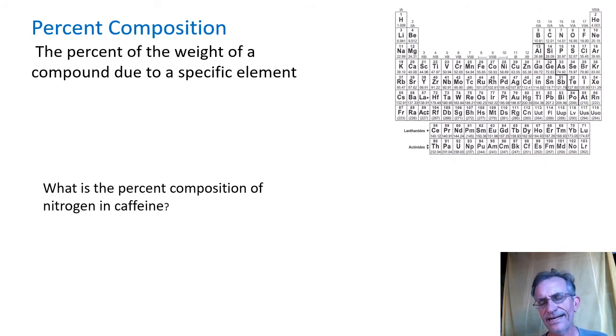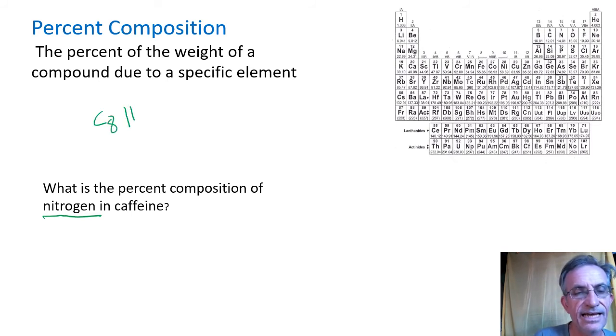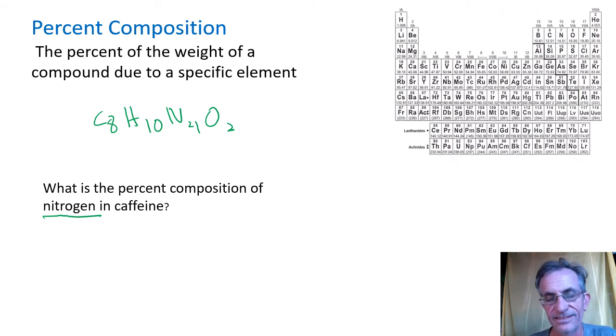All right, so it turns out I can do the same thing for caffeine. In this case, we're going to look at nitrogen. What's the percent composition, I should say, of nitrogen in caffeine? So what percent of the weight is coming from the nitrogen atoms? To figure that out, you really need to know the molar mass. You need to know the formula of caffeine. It's C8H10N4O2. So that's the formula of a caffeine molecule.